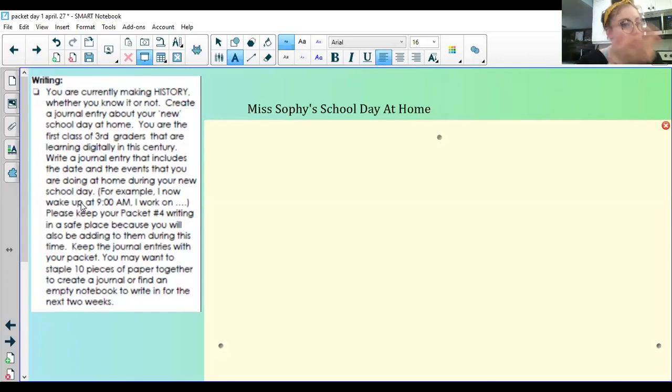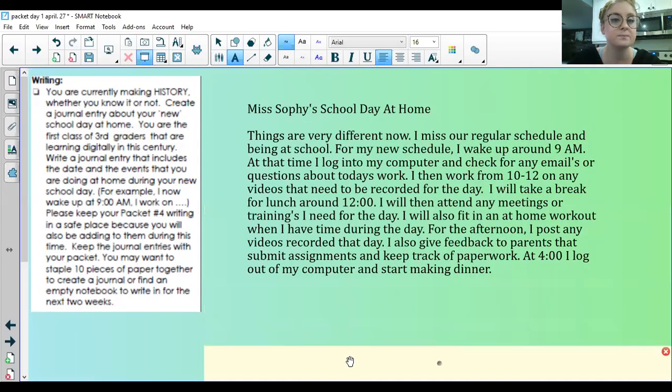I work on whatever. Please keep your packet number for writing in a safe place because you will also be adding to them during this time. Keep the journal entries with your packet. You may want to staple 10 pieces of paper together to create a journal, or find an empty notebook to write in for the next 2 weeks. So you will be coming back to this journal. I decided to model one for you, so this is my day at home.